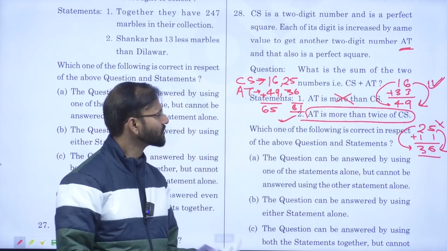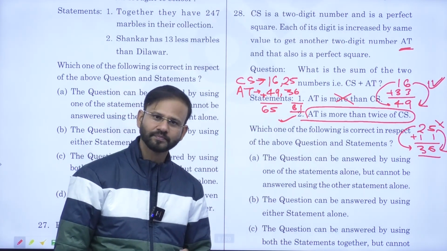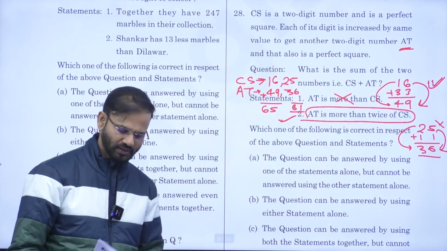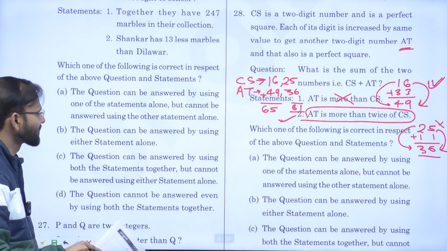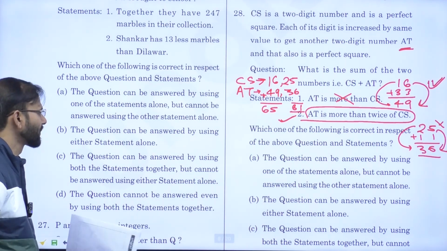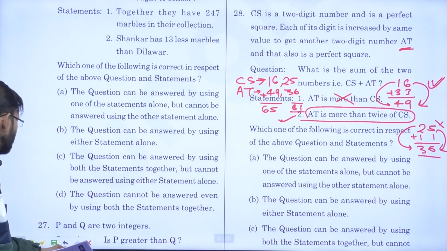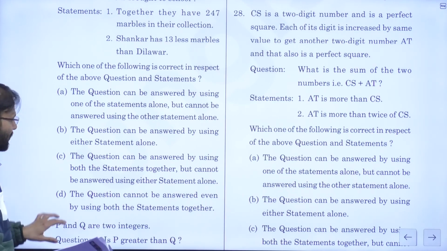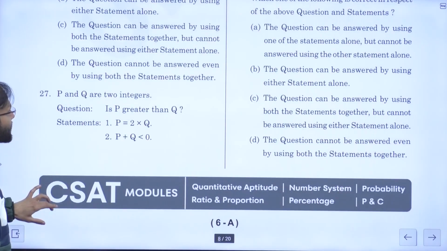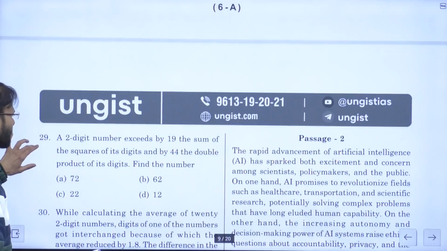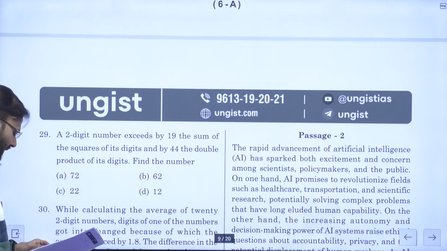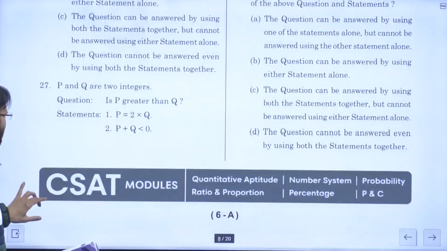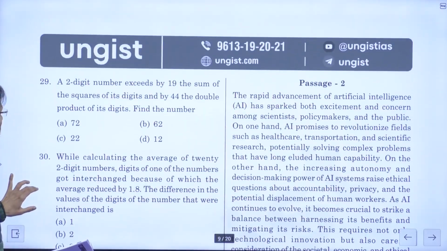Clear everyone? So it was a good question, right? Okay. Done guys? Alright. Let's move to the next question. Next such question. Okay. After that, I was talking about question number 28. 27 is done. 28. This was 28, I think, right? This was 28.